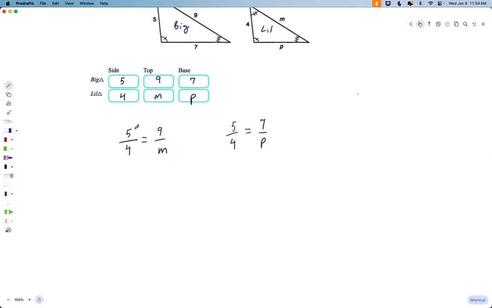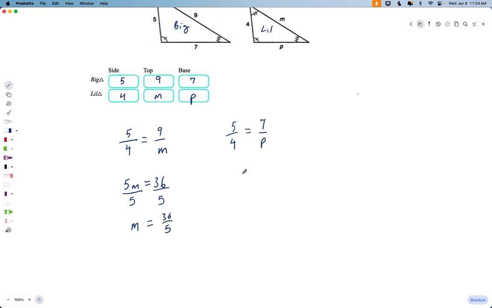Okay, so we cross multiply. 5 times m is 5m, and 4 times 9 is 36. So when we divide both sides by 5, we get m is equal to 36 over 5.